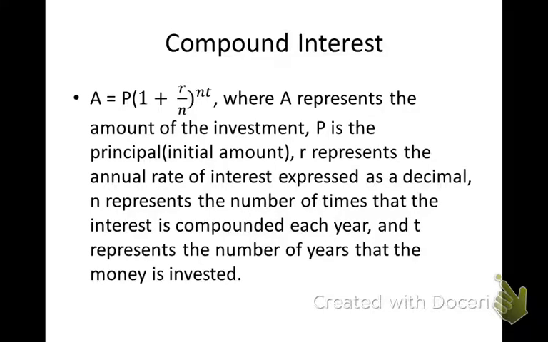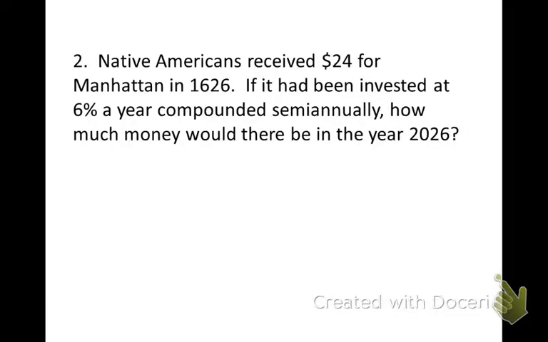Another formula that has exponents in it is the one used for compound interest. Here's the formula. A represents the amount of the investment. P is the principal, which is the initial amount. R represents the annual rate of interest, expressed as a decimal. N represents the number of times the interest is compounded, that means added on each year. And T represents the number of years the money is invested. Lots of letters there that you have to know what they mean, and then you can just put them in the formula and go from there. Again, the formula is A equals your principal.